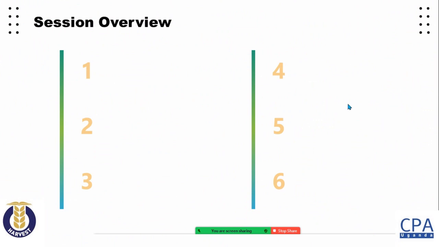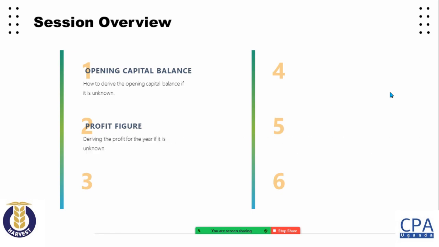cases where we have incomplete records, and in most cases some entities may not know the capital that they have used in starting the business. So we are going to look at how to derive the opening capital balance if it is unknown. Time and again, entities may not be able to derive their profit. We are going to look at how you can derive the profit for the year if it is unknown.